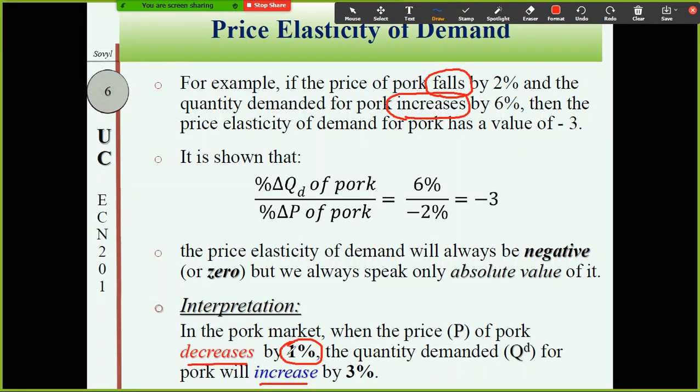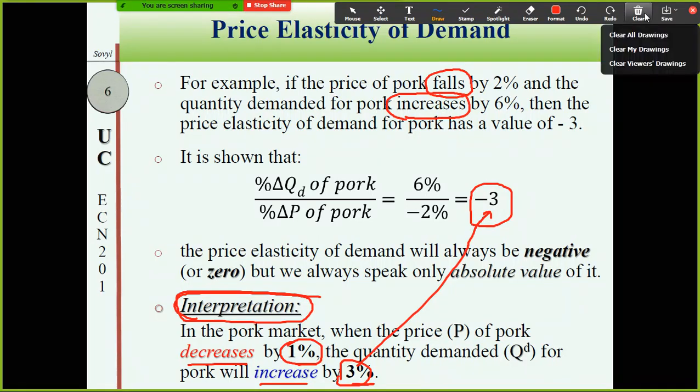But why does it increase by 1%? The quantity demanded increased by 3%. How do you get 3%? The 3% comes from here. Normally when we make an interpretation, we use only percentage. But when the result comes, there is no percentage, no liter, no currency, no US dollar, no Singapore dollar. It's only a number with a sign.